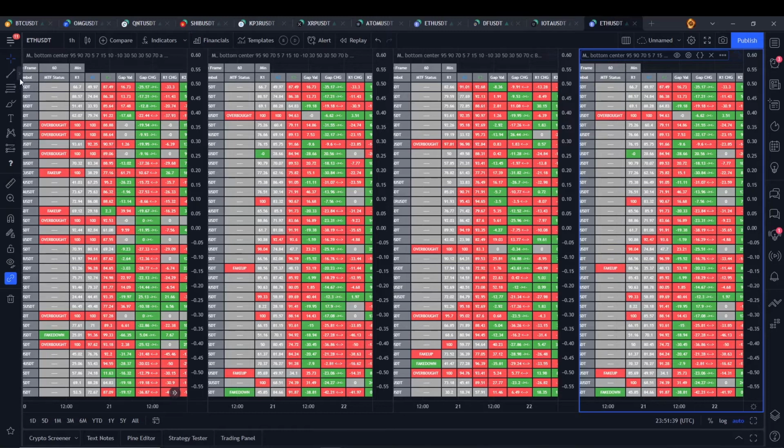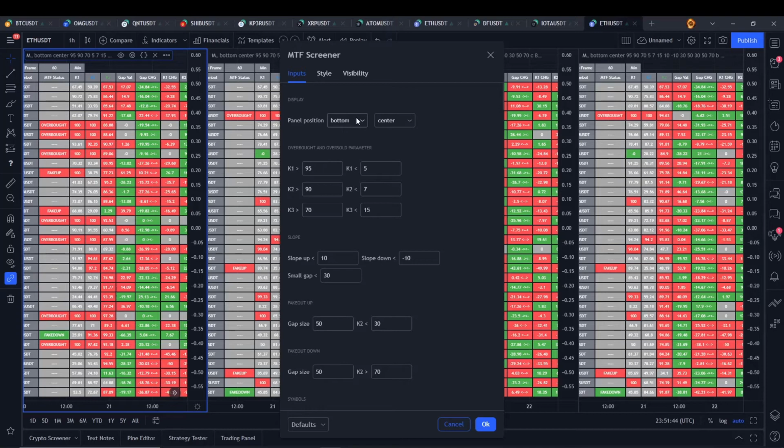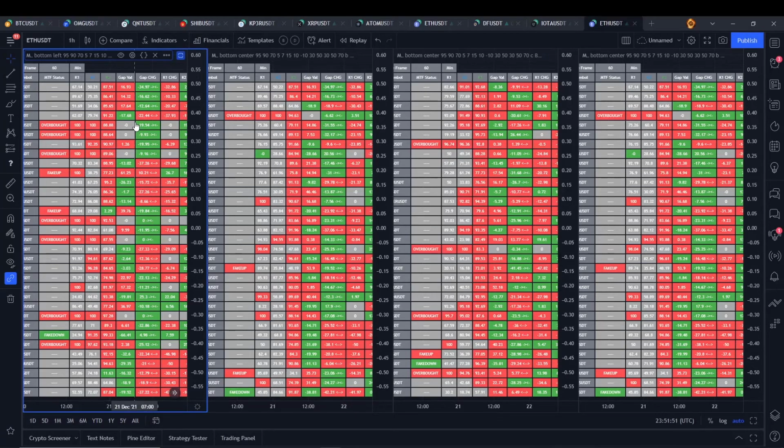And as you can see now, the symbols can't be seen, so you'll have to go back to changing it to left bottom. If you select left bottom, you're gonna see the symbol names, but then you're gonna miss out on the K1 and K2 change, which are not that significant. They are there mainly for people who want to scan deeper, but the most important ones are the status and the K1, K2, K3, gap value, and gap change.